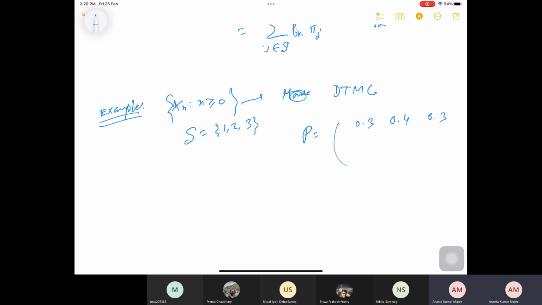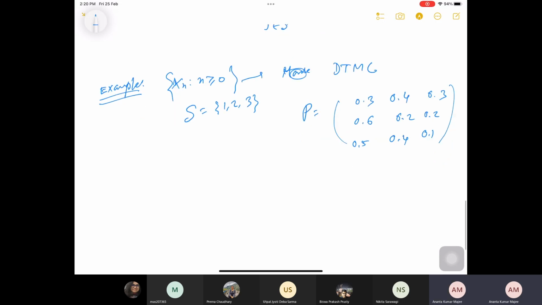say 0.3, 0.4, 0.3, 0.6, 0.2, 0.2, 0.5, 0.4, 0.1. You can consider whatever you want, so that it satisfies that the summation over j of p_ij is equal to 1 and p_ij is greater than or equal to 0. So I'm just considering this, and the initial condition, say pi, which is 0.7, 0.2, say 0.1.